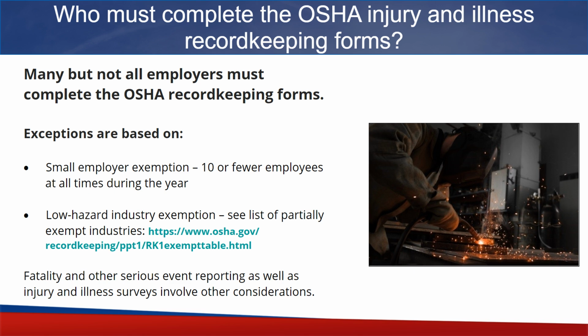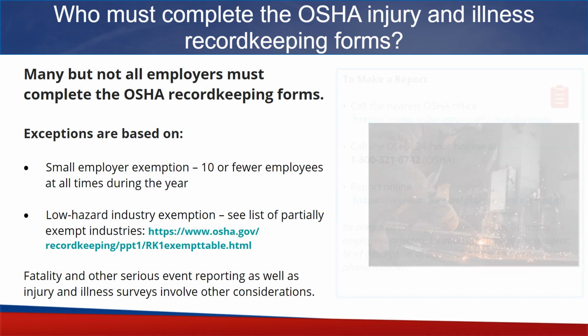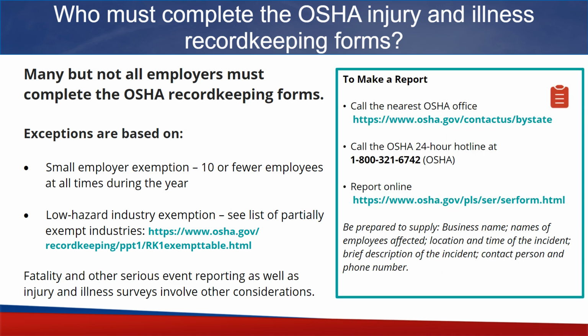Also, exempt establishments must report to OSHA within 8 hours any work-related fatality. Work-related amputations, inpatient hospitalizations, and the loss of an eye must be reported to OSHA within 24 hours of learning of the incident. These events can be reported by phone to the local OSHA area office or by calling the OSHA 800 number, which is 1-800-321-6742, or by using the reporting application on OSHA's public website.